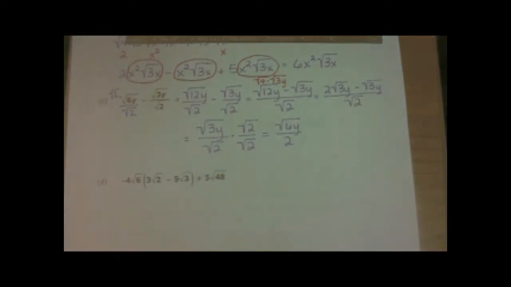Use my product rule as I multiply across. 3y times 2 is 6y, so this is the square root of 6y. Square root of 2 times square root of 2 is 2. And remember, I cannot cancel that 6 and the 2 because the 6 is under the square root, the 2 is not.